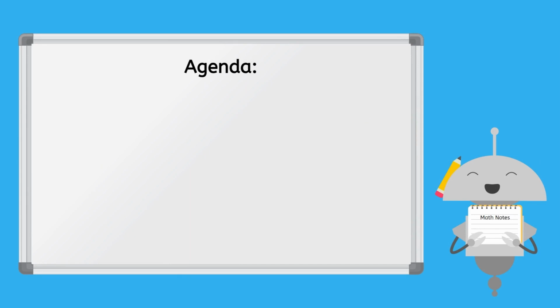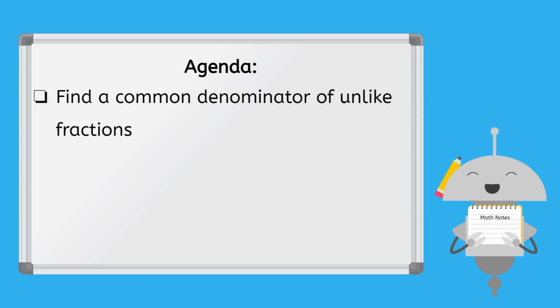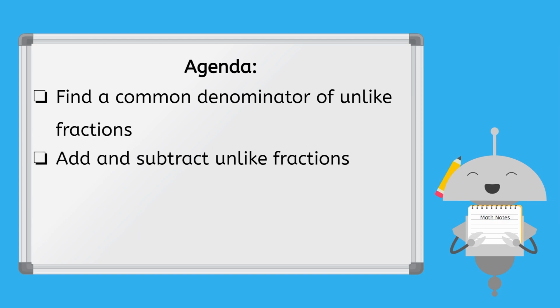By the end of this lesson, you'll be able to find a common denominator of unlike fractions, add and subtract unlike fractions, and simplify fractions. Let's serve up some solutions for this pizza problem.